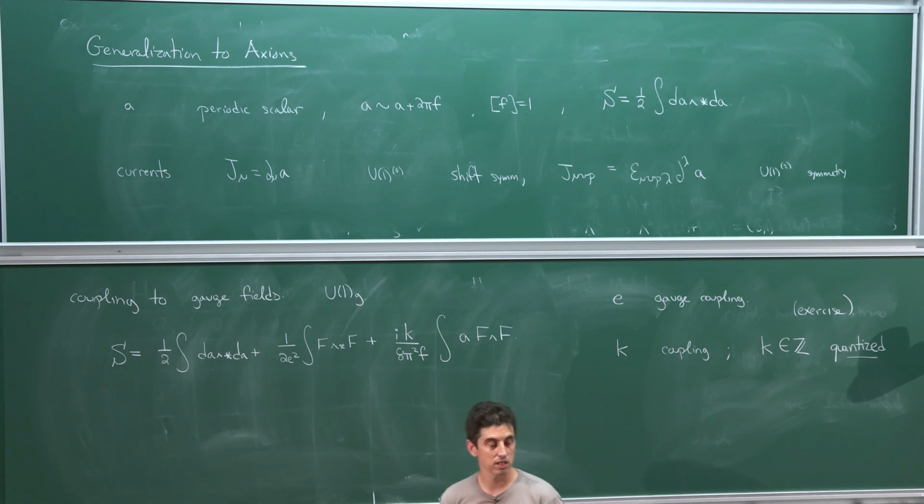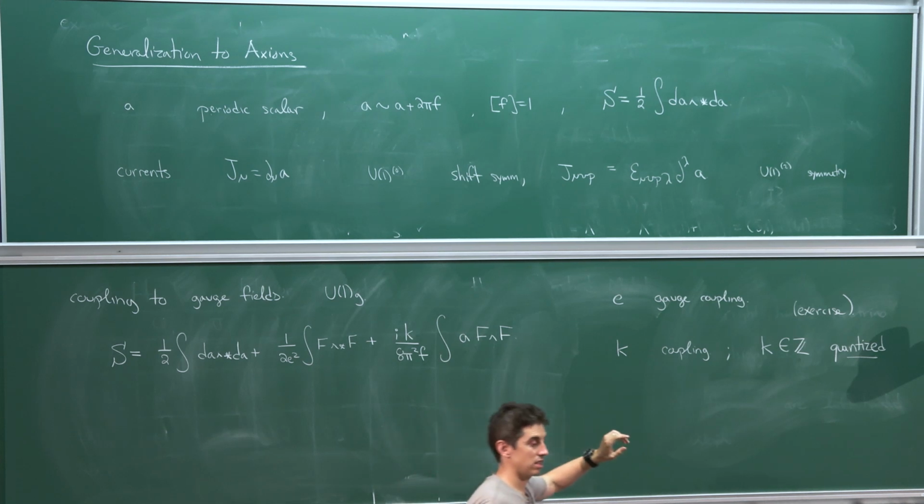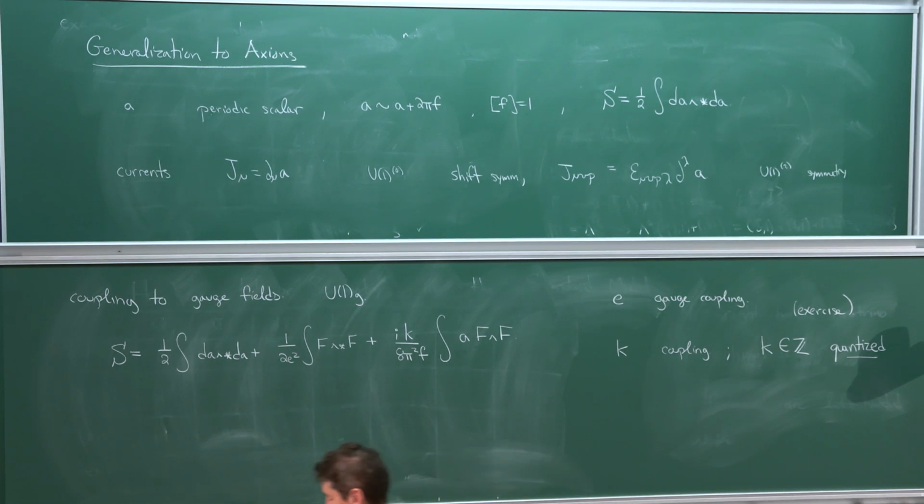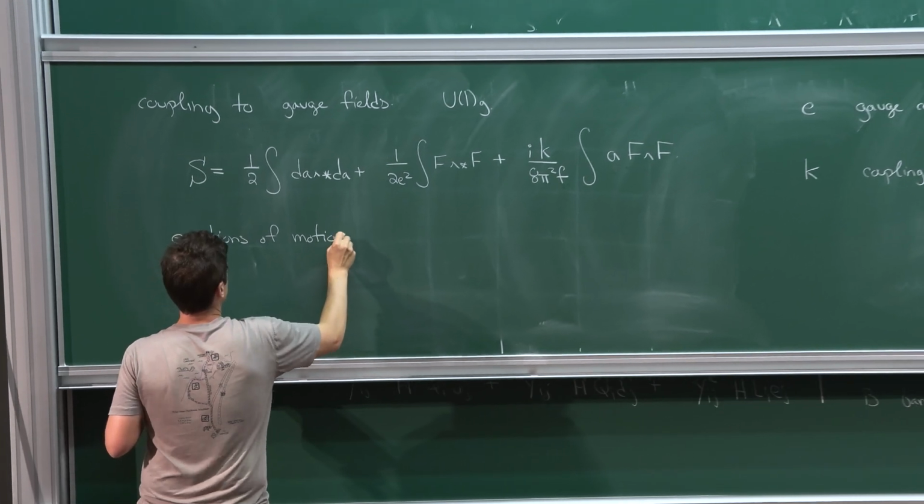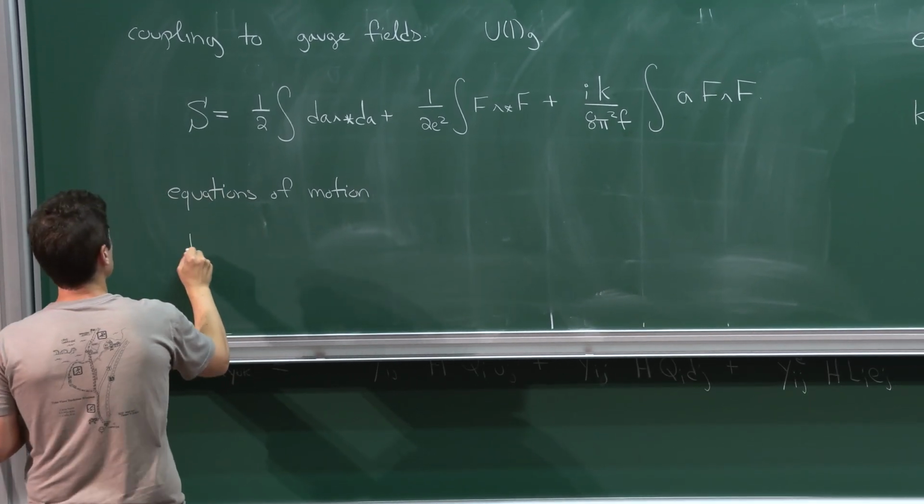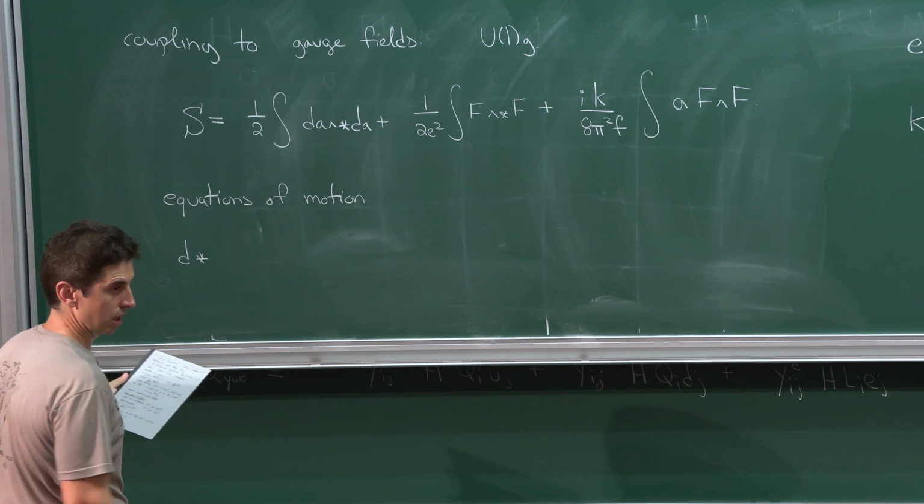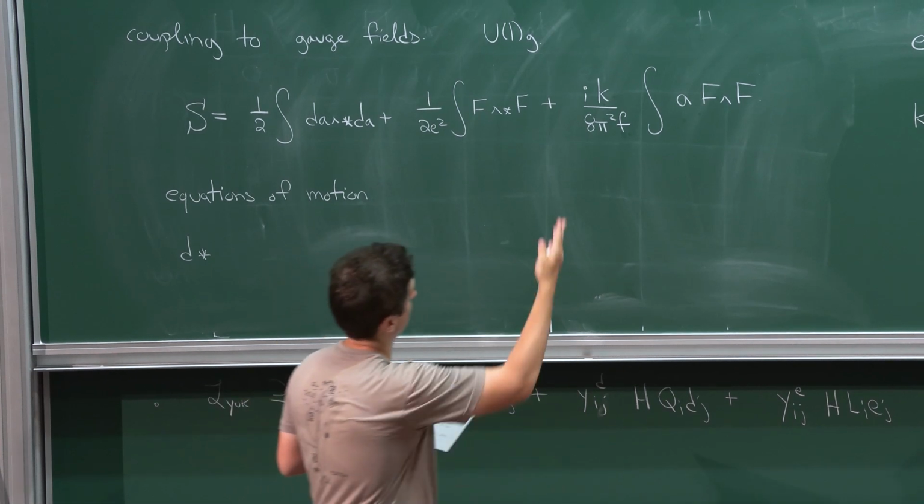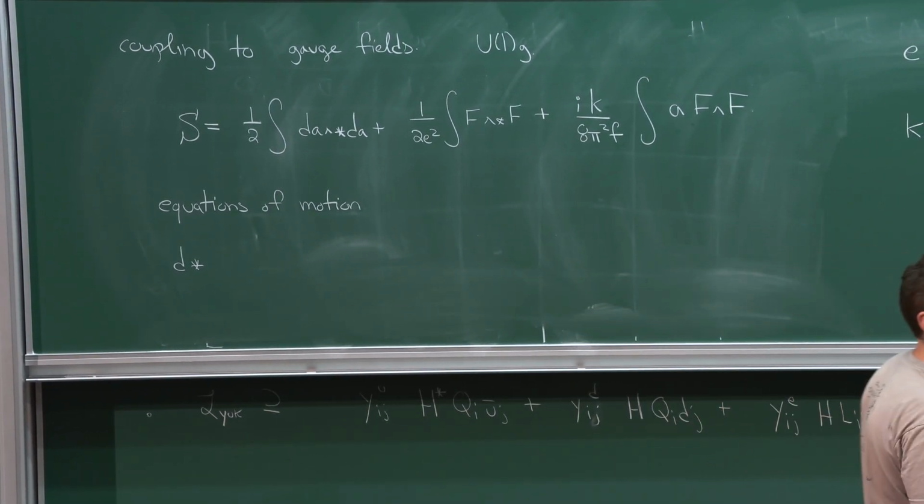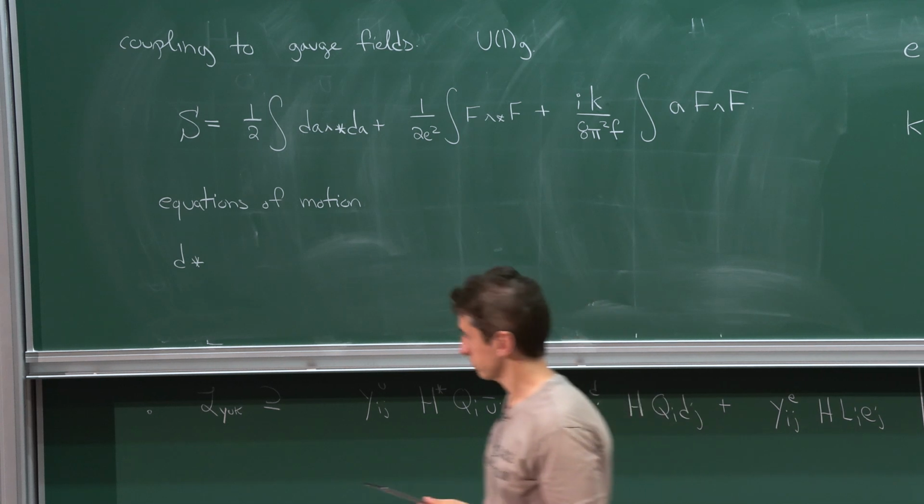The most famous is the KSVZ axion, where A in the UV is the phase of a scalar field. Okay, equations of motion. I will write the equations of motion in terms of the currents, because really we're interested in the symmetries. And just like Maxwell theory and the axion before it, the equations of motion are really just equations for the currents. So let's write them.